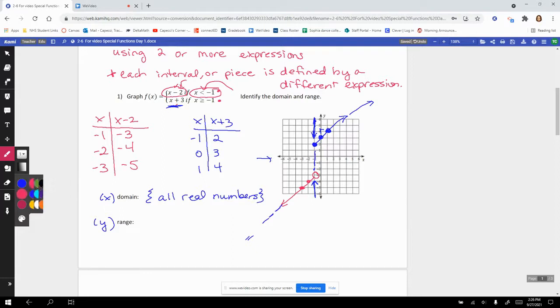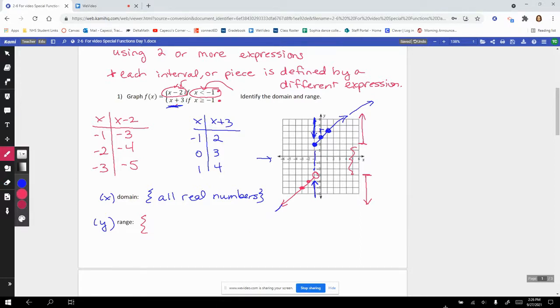Now, when I look at my y value, my range, right, I'm going top to bottom. So I'm starting with 2, and I'm going up continuously, right? And here I'm starting with negative 3. I'm not including negative 3, but I'm starting there, I'm going down. So in here, I'm not including that.